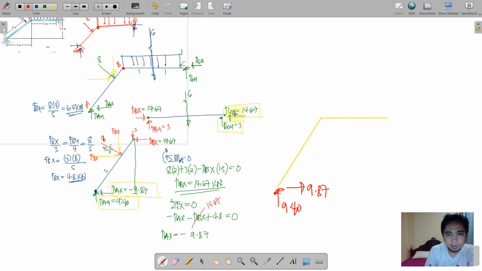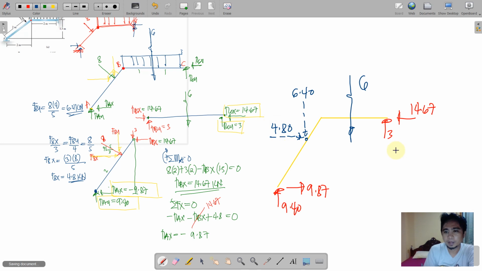So, we have here going upwards 3 and going leftwards 14.67. And then the external forces, this is 6. Siguro ito, we just express it into components. What we have computed here for Y is 6.4. And for the horizontal, we have 8 na 4.8.